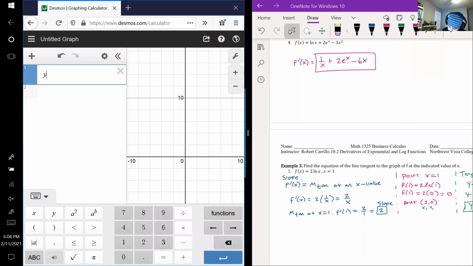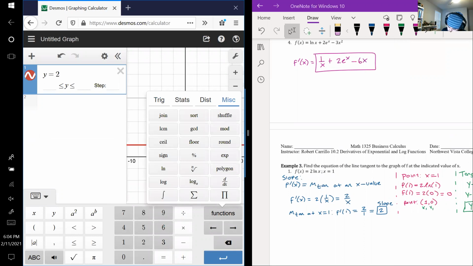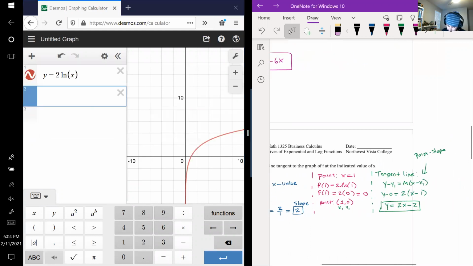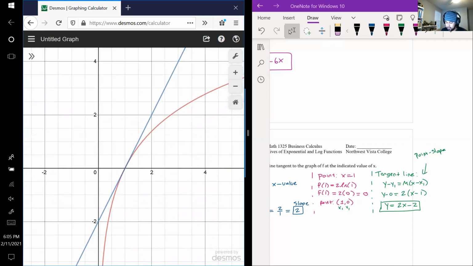I have y equals 2 natural log x. And then my equation over here is y equals 2x minus 2. And there it is, guys. If I zoom in, there's the point they share, (1, 0), and it takes off. So that's what you have just found.